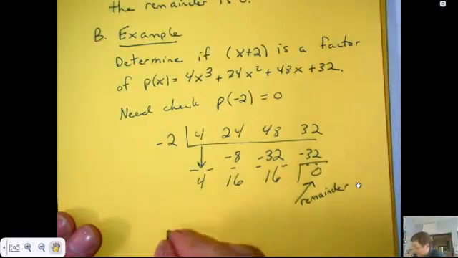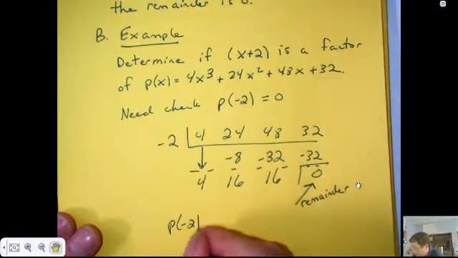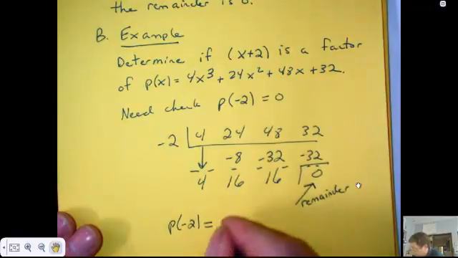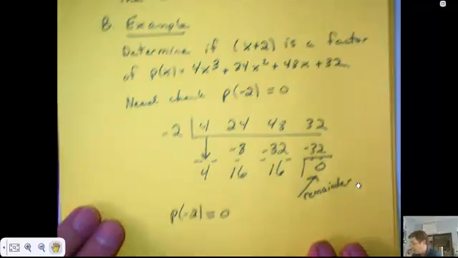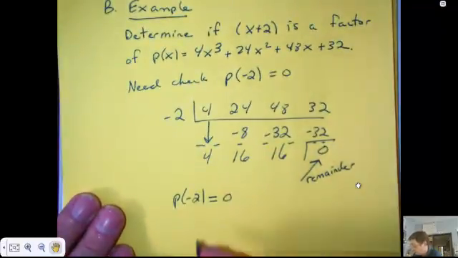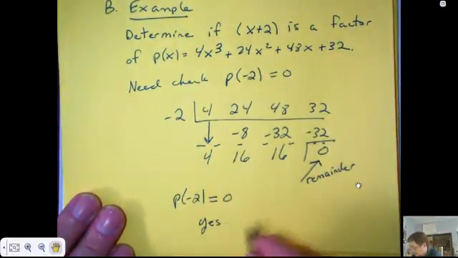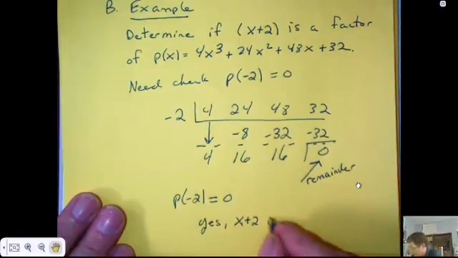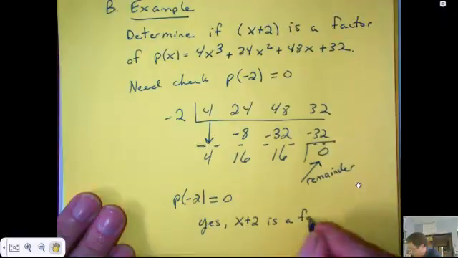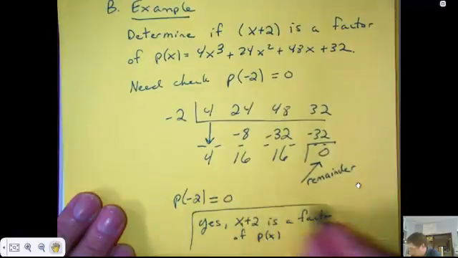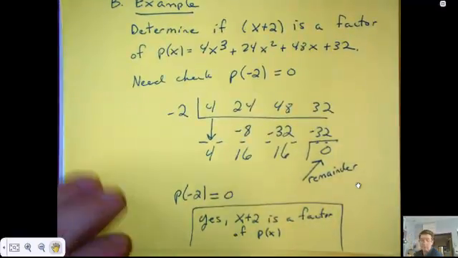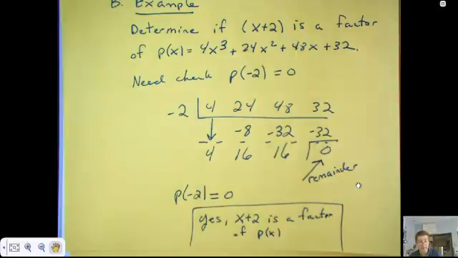So that says, right, the remainder is 0. So that says then that P of negative 2 must equal 0. So, answering the question, is it a factor? Yes. Yes, x plus 2 is a factor of P of x. Okay, so that's the factor theorem.